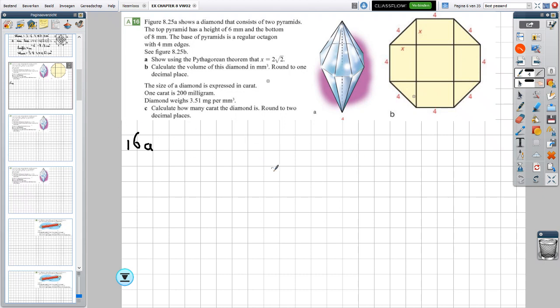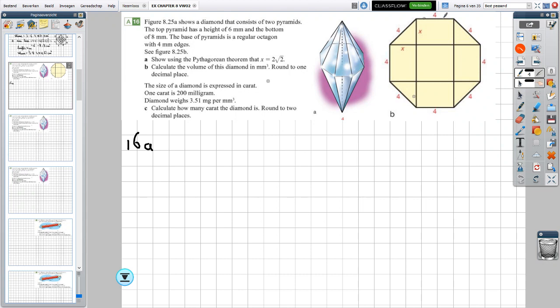Hey everyone, we're going to take a look at exercise 16, which is still about volumes of pyramids. And we're talking about a diamond in this exercise. They say we have a diamond that consists of two pyramids, one on top and one on bottom. The top pyramid has a height of 6 millimeters and the bottom one has one of 8 millimeters. The base, that's here in the middle, of the pyramids is a regular octagon with 4 millimeter edges.